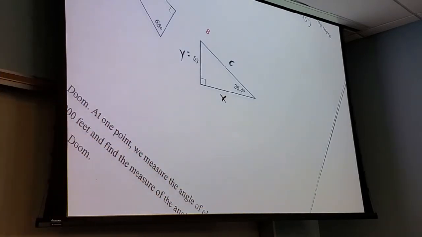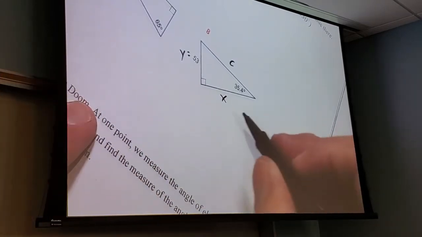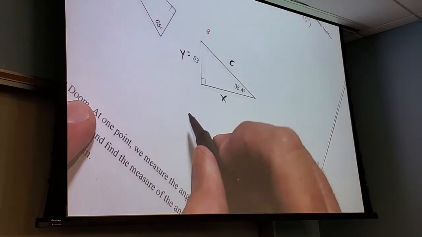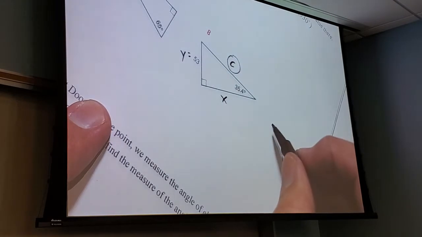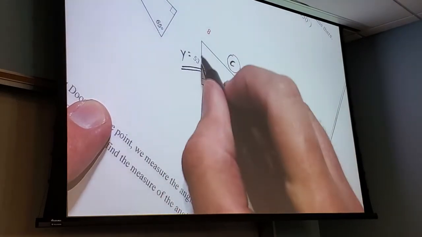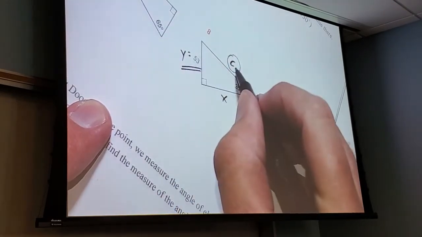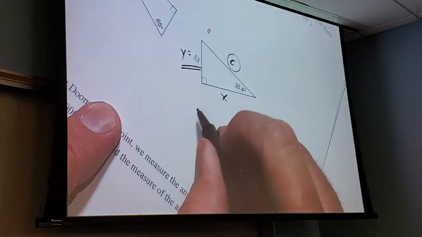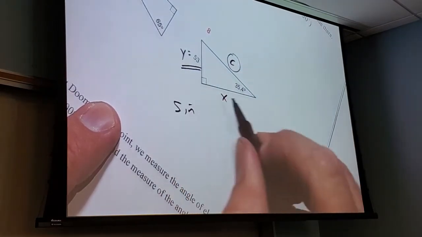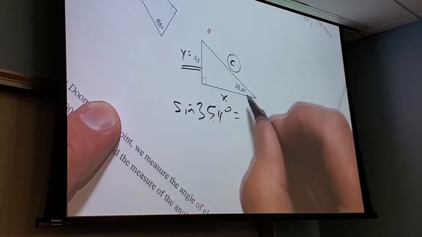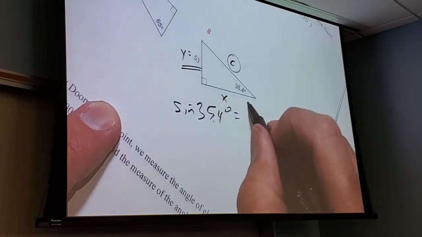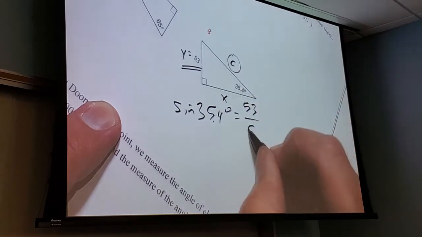So which trig function are you guys using? Yeah, if you wanted to figure out what c is, you want to use a trig function that involves y and c, because you know what y is. So if I do sine 35.4, that would equal the y side over the hypotenuse.